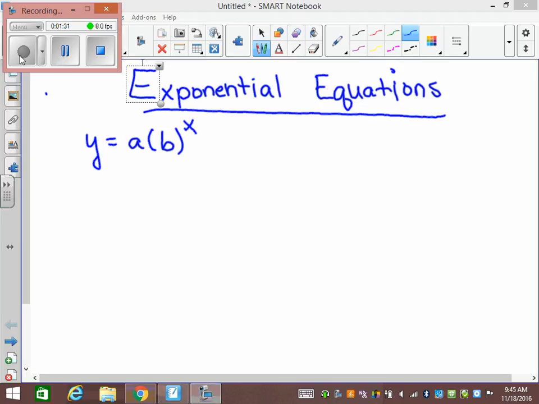Y equals a b to the x. So we're going to look at equations where b is greater than 1. Okay? You're going to be typing stuff in your calculator. You're going to be looking at these bad boys. All right? Example 1.